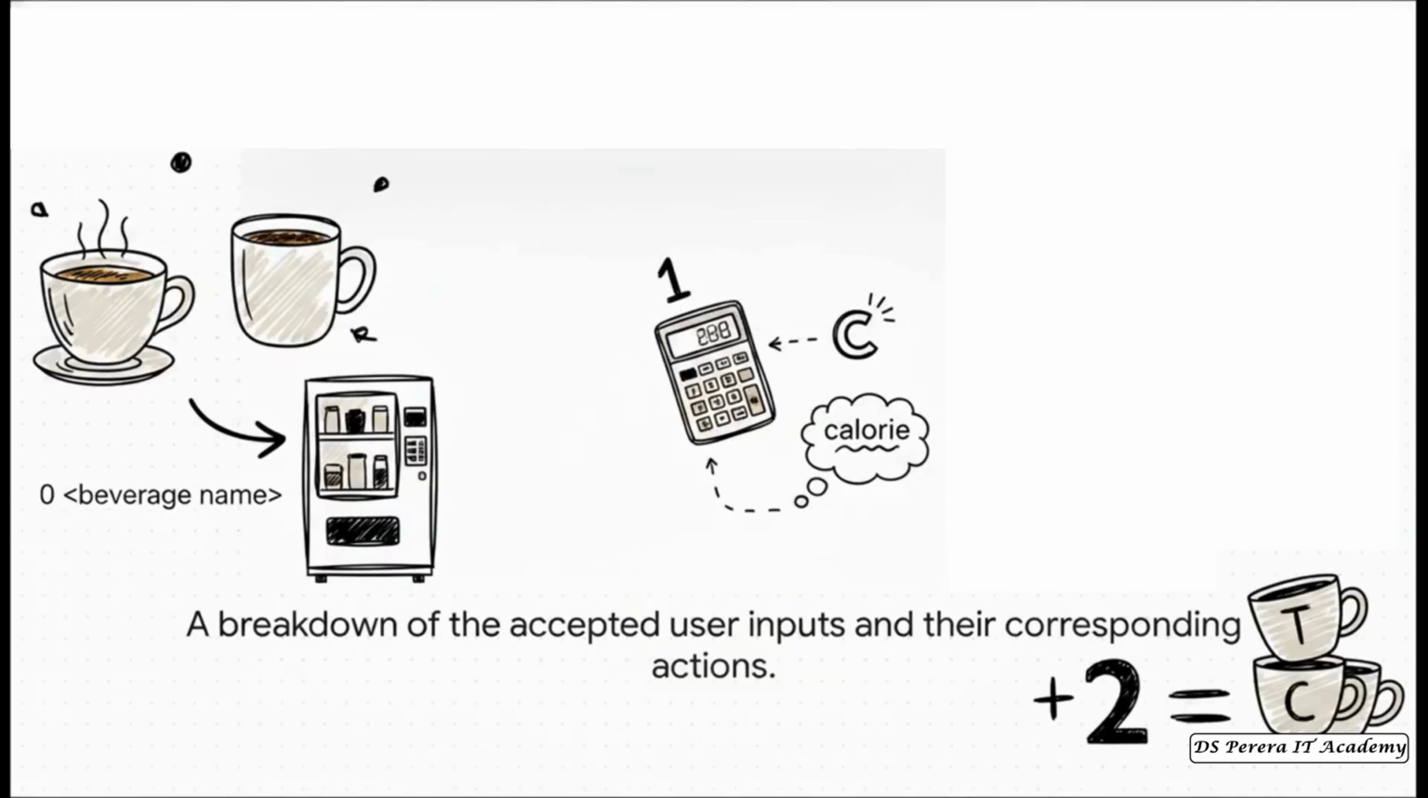The user interaction is spelled out for us here. An input of 0 followed by a beverage name produces that drink. An input of 1 checks the calories of the last beverage made, and an input of 2 tells us the total count of tea and coffee cups produced so far. This gives us a really clear structure for the logic inside our main program loop.